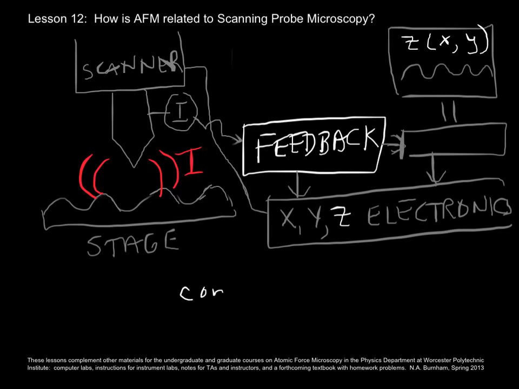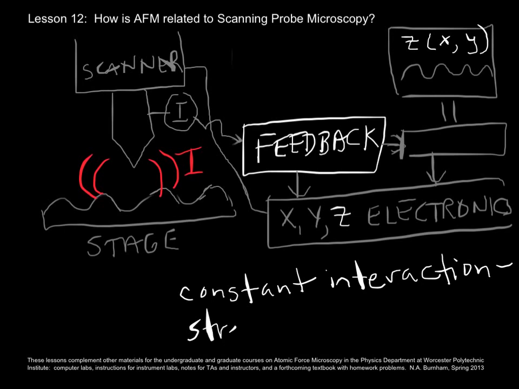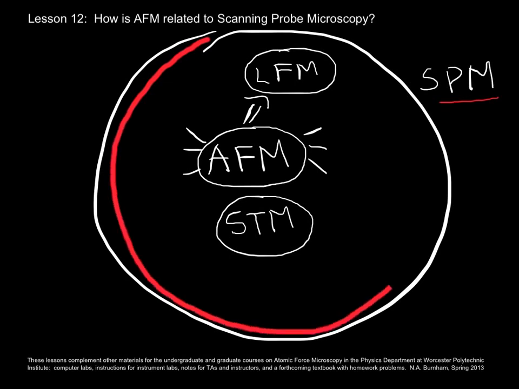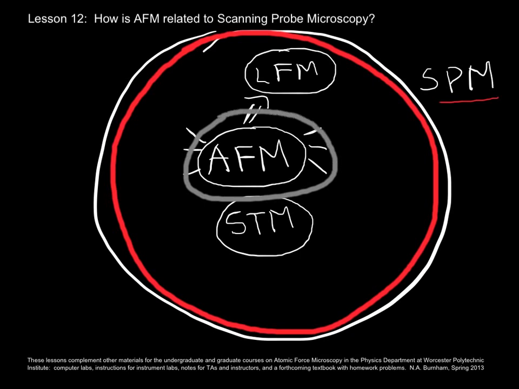So you could call this the constant interaction strength mode, which is a very long name. But in AFM, of course, it's constant force mode, because that's the thing that we're keeping constant. In summary, what we did in this short lesson was to talk about the operating principles of the family of instruments called scanning probe microscopy, of which atomic force microscopy is the main focus of this set of lessons.